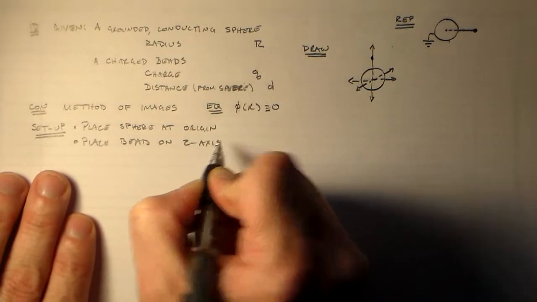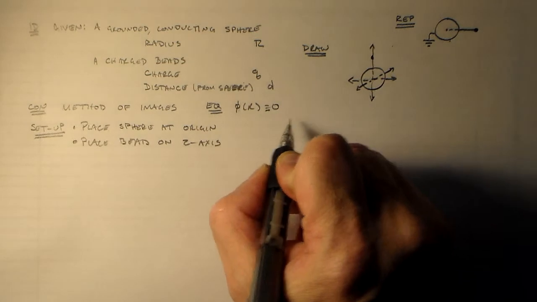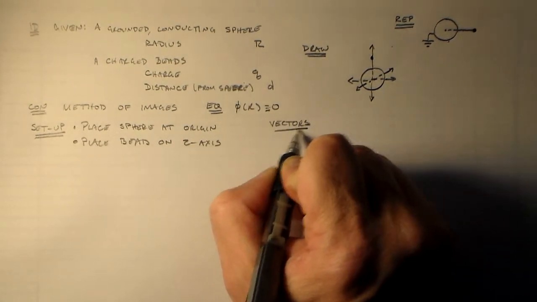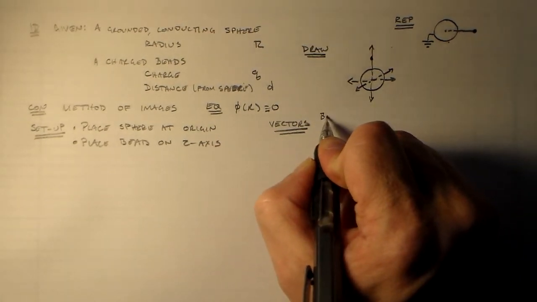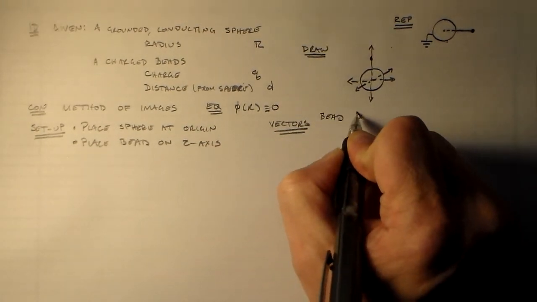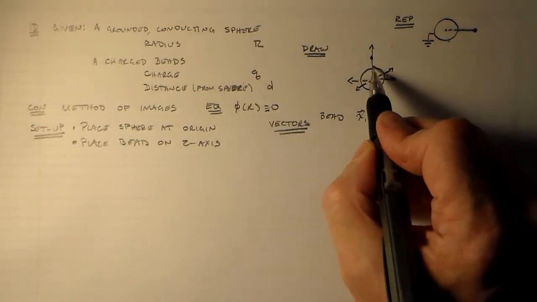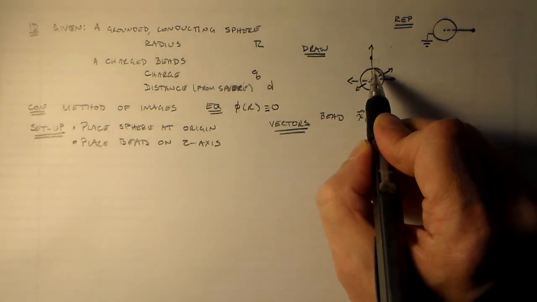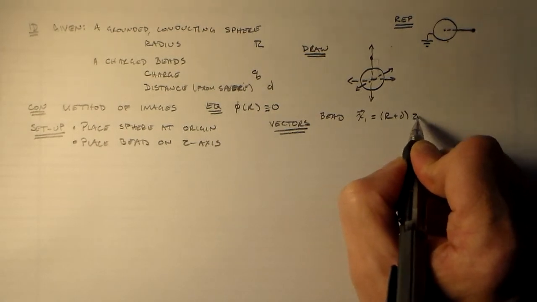Okay, and we're going to do a lot of work with vectors in this thing, so we better be pretty clear about our vectors here. So our vectors are, for the bead, x1 is equal to, we said, d plus r. D is from here to here, r is from here to here. Radius, distance, r plus d in the z-hat direction.